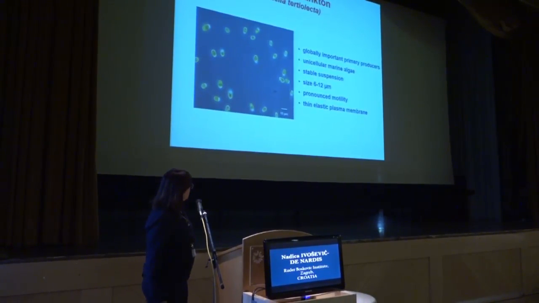Those cells are unicellular marine algae. They have pronounced motility, which enables them to form a stable suspension, so they don't aggregate. And one of their features is that they are known as naked cells, which means that they possess only a thin elastic plasma membrane covered with a mucous surface coat.